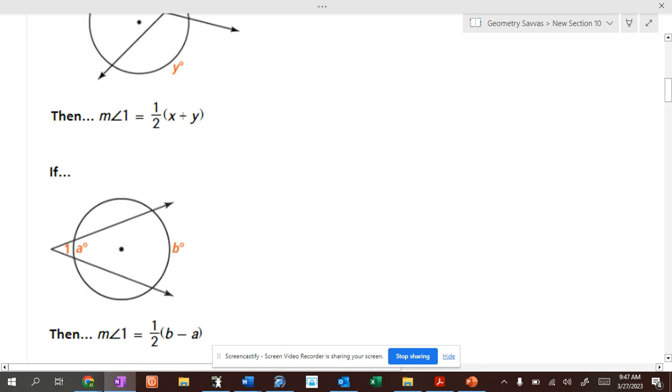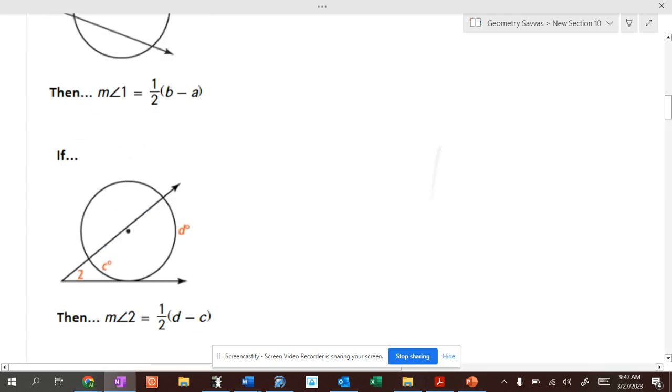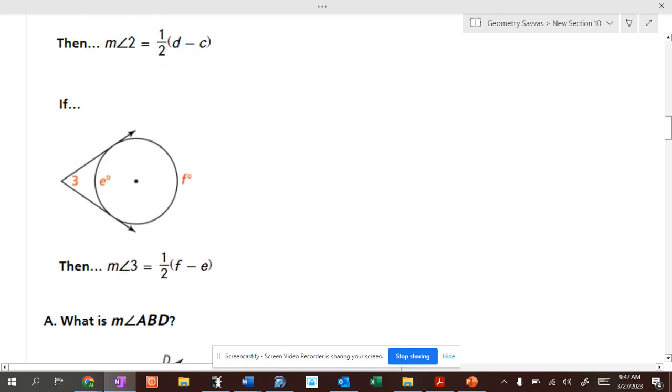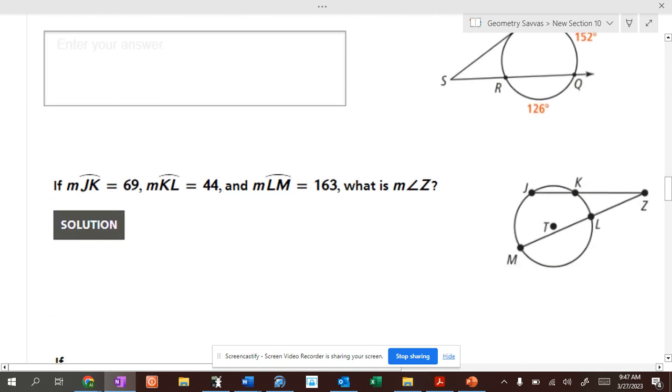Okay? If the angle forms on the outside of the circle, you take big arc minus little arc and take 1/2 of that. It's 1/2 the big arc minus little arc. So if it's a secant and a tangent, it's 1/2 the big arc minus the little arc. If it's 2 tangents, it's 1/2 of the big arc minus the little arc. Okay, so that is what we had coming into today.